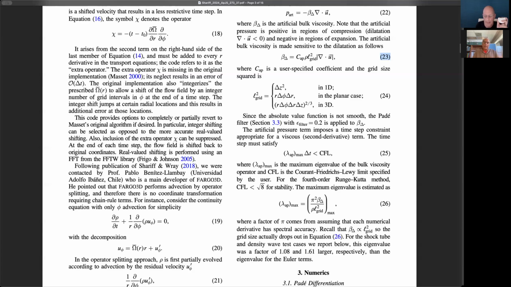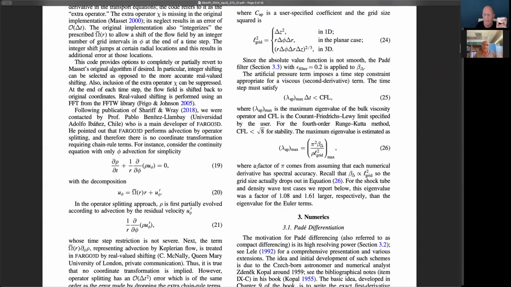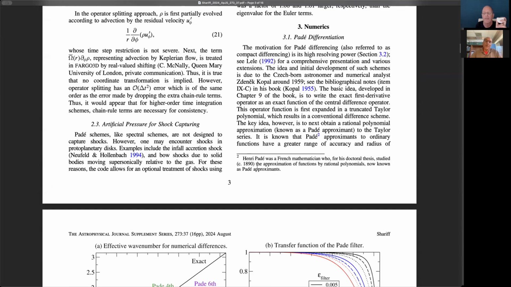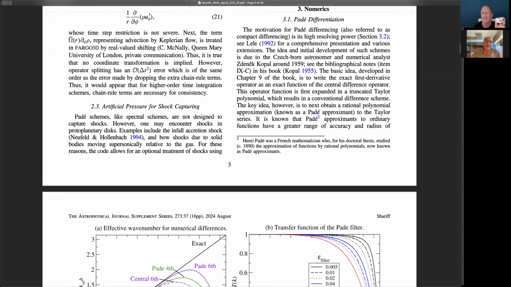Okay. So now let's talk about Padé, the guts of Padé differentiation. I just wanted to mention historically, Kopal doesn't really get the credit that he deserves. For example, I thought that maybe I should call the code Kopal instead of Padé. That would have been cool. Because Padé, the mathematician, really did not come up with the scheme. It was Kopal that came up with the scheme based on what's called Padé approximants.